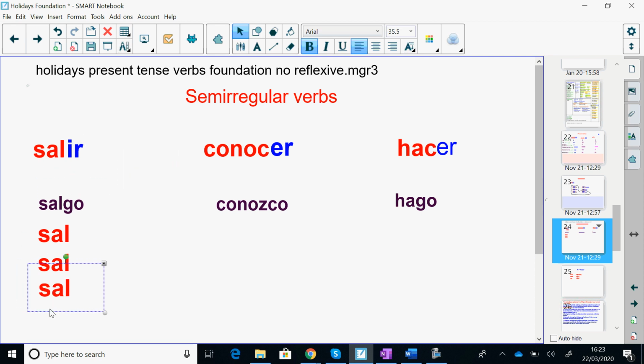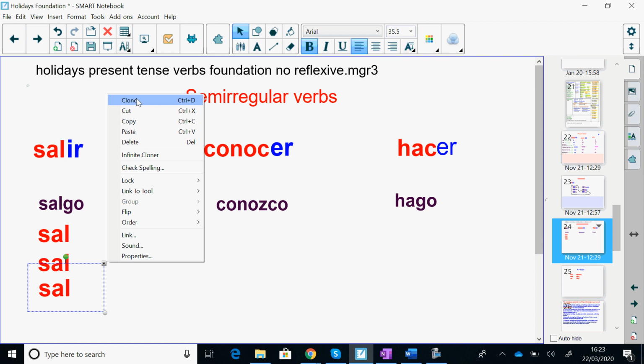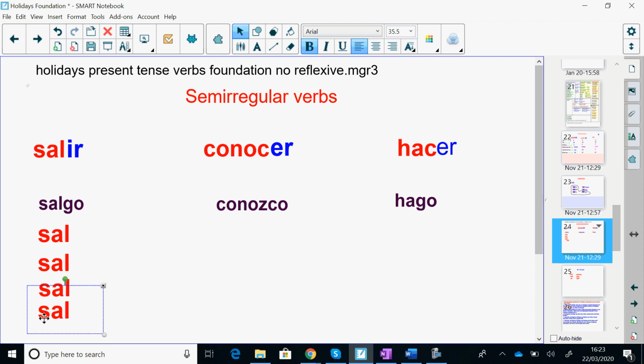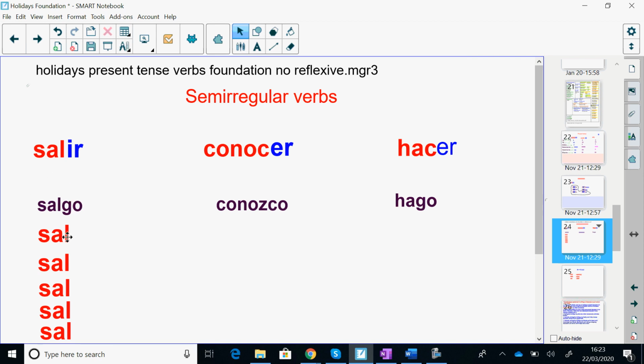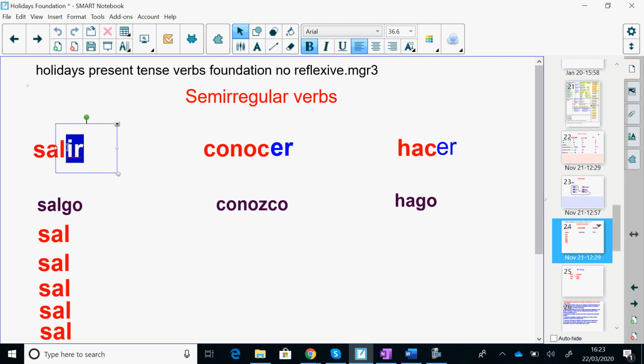So we've got 4, 5, and 6 endings. How is it going to be? They're going to be completely regular. So remember, the first person we know, salgo, is irregular. But what about you? We know it's an -ir verb. So what is the ending going to be?